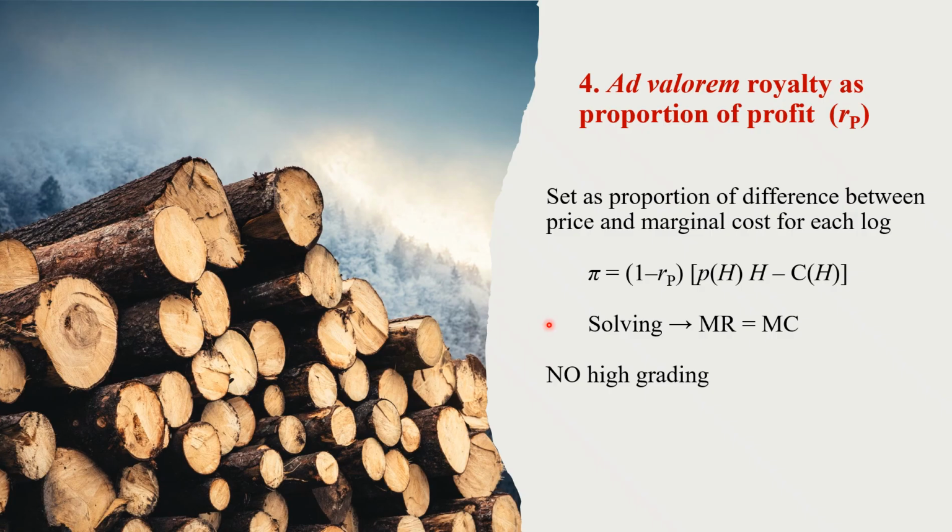The final is an ad valorem royalty as a proportion of profit. So we set the proportion of the difference between the price and the marginal cost. So in this case, we have profit is equal to 1 minus R, P all times P of H, H minus C of H. So the difference between the revenue and the cost. And when we solve that, surprisingly, we get that the marginal revenue equals the marginal cost. So there's no high grading.